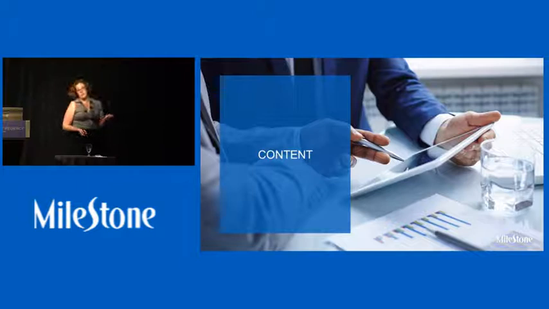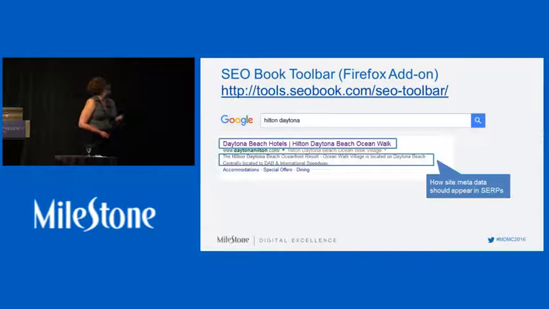You have to put them in the right places on your website so that search engines and people can find you. So the tool we're using here is SEO Book Toolbar. It's a Firefox add-on. There are add-ons like this for Google, Internet Explorer, whatever your browser of choice happens to be. But say you search someone, Hilton Daytona. This is for you, Teresa. So say you search your hotel. This is how your metadata should appear on a search engine results page. See your page title? We've got a keyword, Daytona Beach Hotels, followed by the name of the property.